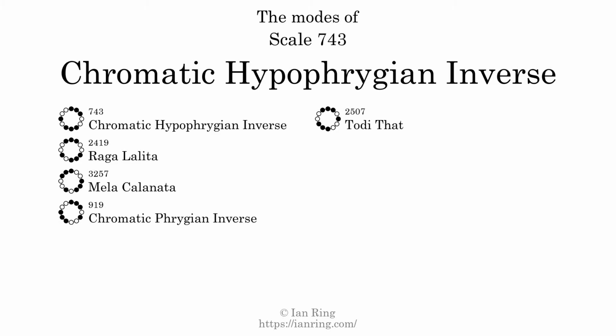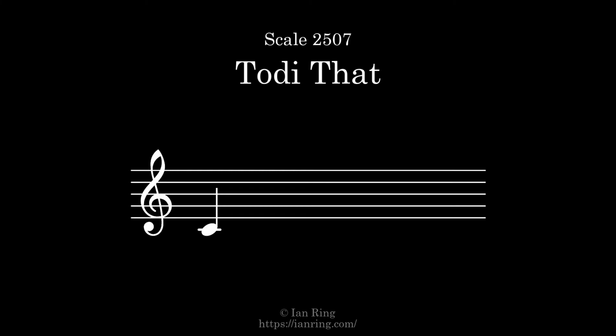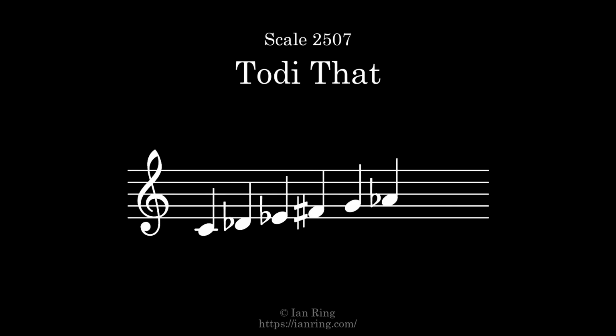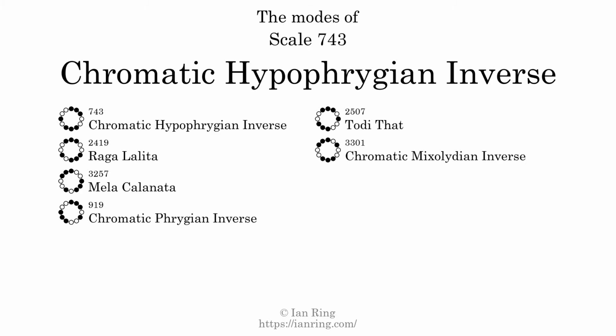The fifth mode is scale 2507, also known as Toddy That. It sounds like this. The sixth mode is scale 3301, also known as Chromatic Mixolydian Inverse. It sounds like this.